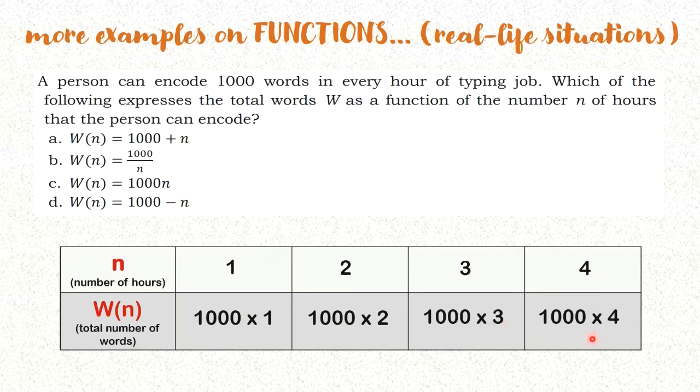So what do you notice? How do we get the total number of words? We simply multiply 1,000 and the number of hours. So that's why we have letter C. W of N is equal to 1,000 times N. Right? So if you're given word problems and you're going to relate two things, like in this example, we have number of hours and total number of words, all you have to do is make some examples and then try to look for a pattern. That will generalize their relationship.